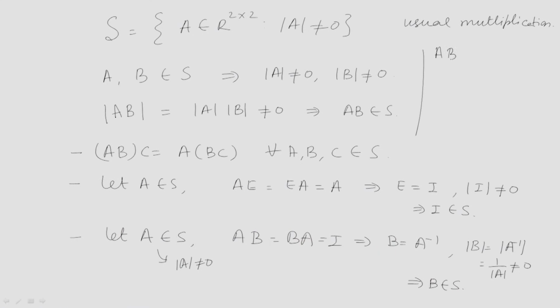Now, it is a non-abelian group. Why non-abelian? Because if you multiply A into B or you multiply B into A, they need not be equal. A into B need not be equal to B into A for all A, B in S. So, it is a group, but it is not an abelian group.